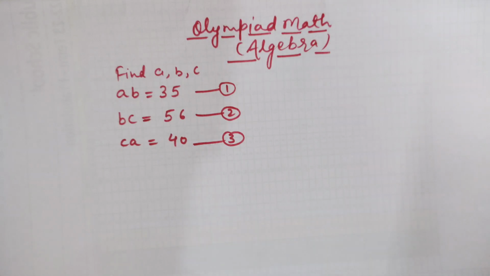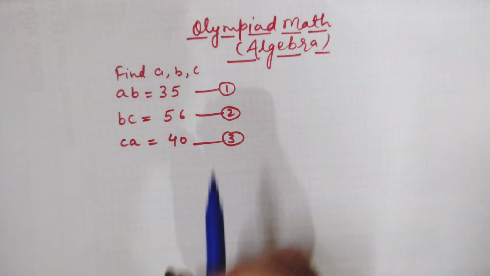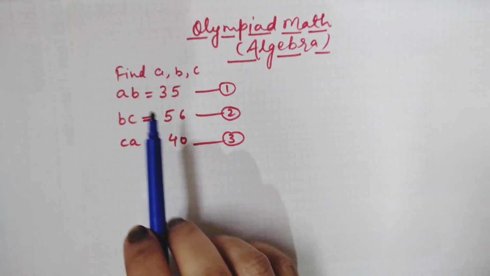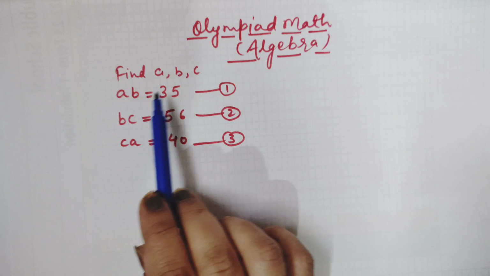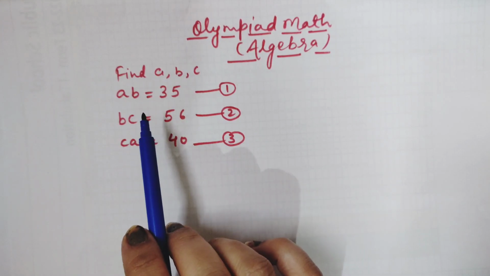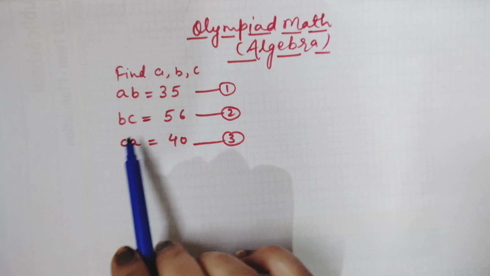Topic is algebra. The question gives three equations: AB equals 35, BC equals 56, and CA equals 40. We need to find the values of the variables A, B, C. A, B, C are the variables here. So we will find these variables.